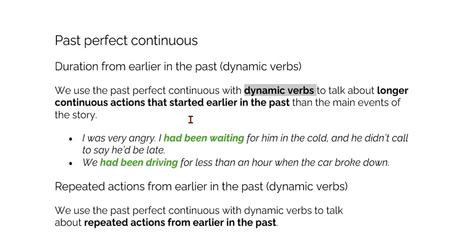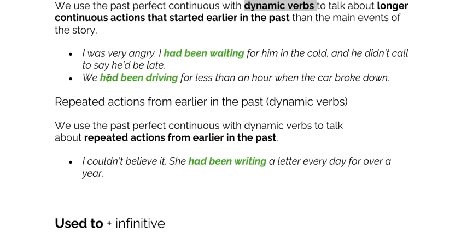Simply put, we can show the duration of an action verb or a dynamic verb before another action in the past. So using past perfect continuous, we can show the duration of an earlier event in the past. Let me give you some examples.